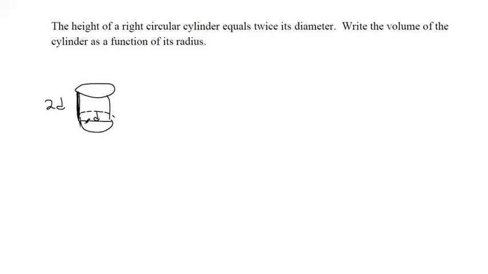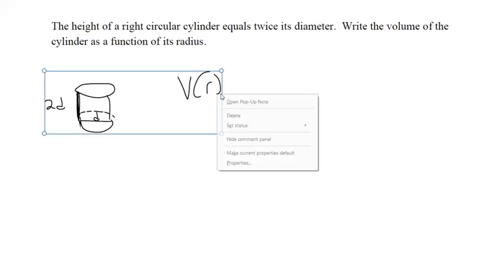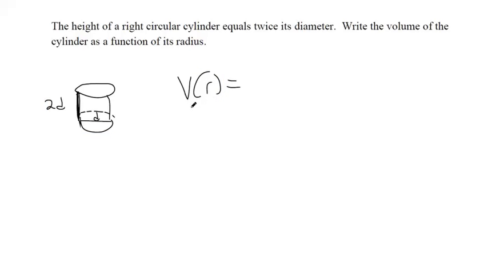This is d. We're supposed to write the volume of the cylinder as a function of its radius, though. We need to have the volume as a function of its radius. That's what they're asking for. Come up with a formula that only uses r to help us calculate the volume. We don't have an r in here at all, right? So let's redraw it. And instead of saying the diameter, we're going to say the radius down here.